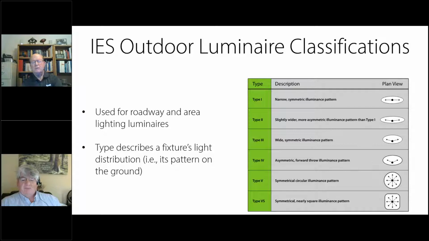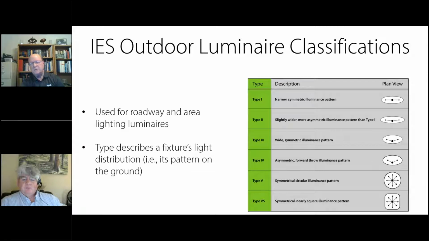And then you've got the type 5s, and the type V. The type 5 with the V is just a symmetrical circular distribution, and the type VS stands for square, and that's a nice square symmetrical distribution. You'll find those in the middle of parking lots where you're trying to light from a single fixture in all directions. Okay, so there's a big difference between a 3 and a 5 or a 5S.